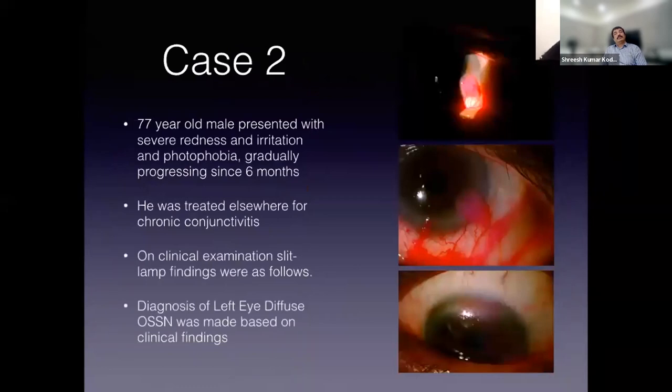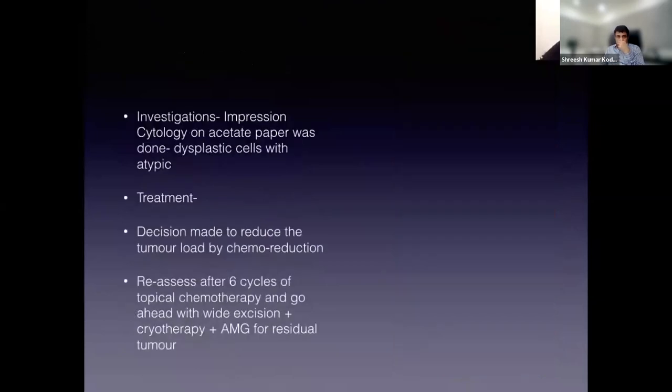This is the second case, a 77-year-old male who presented to us with complaints of redness, irritation, and photophobia. He had been treated elsewhere as a chronic conjunctivitis patient. However, on examination, there was a very clear-cut mass-like lesion on the conjunctiva as well as on the superior cornea. The lesion also stained with Rose Bengal and looked very classical of carcinoma in situ, and the diagnosis of left eye diffuse OSSN was made.